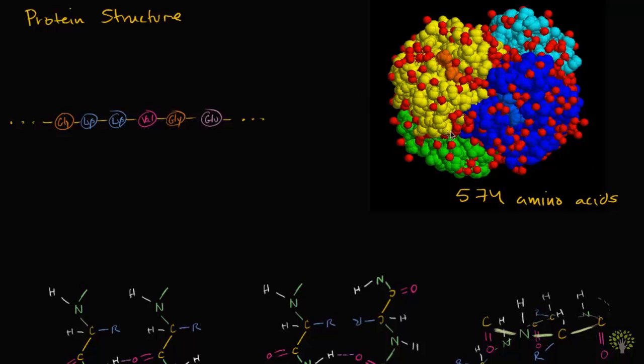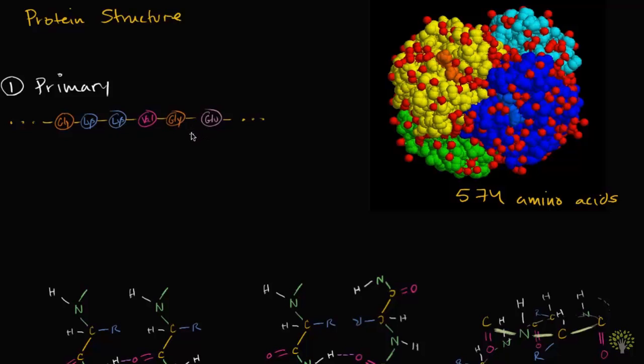So how do proteins like hemoglobin, and there are many other types of proteins that do many other types of things, how do they get their structure? Well, one way to think about it is there are different layers of structure, or different degrees of structure. The first degree of structure we could call the primary structure. And this is really just the sequence of the amino acids.